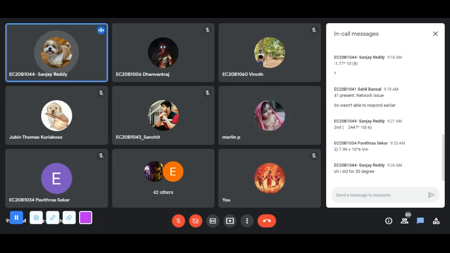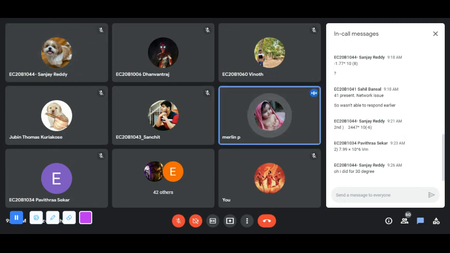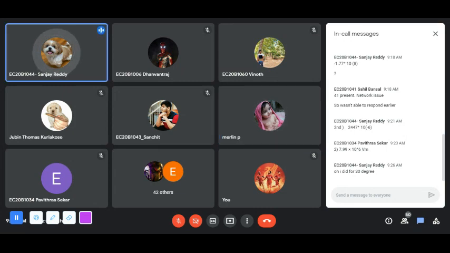Ma'am, one small doubt, ma'am. Yes. In that disk model, what is the direction of electric field, ma'am? It will cross, I'll present. Like, it depends upon the direction of electric field, right? If we have to take 30 or 60.